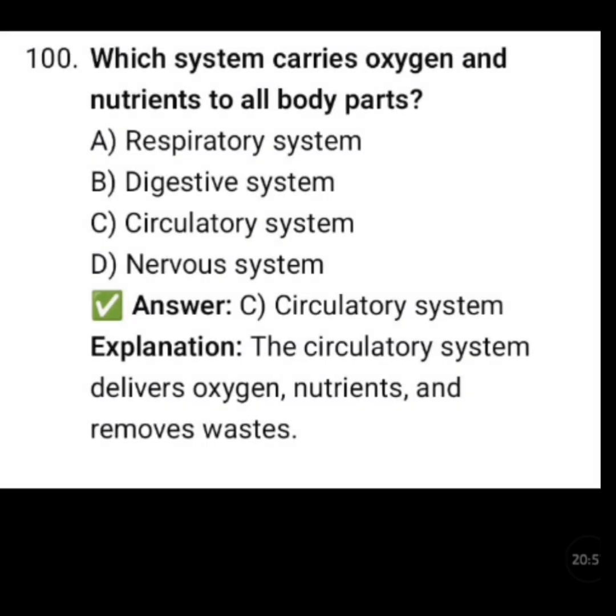Which system carries oxygen and nutrients to all body parts? Respiratory system, digestive system, circulatory system, nervous system. The correct answer is option C, circulatory system. The circulatory system delivers oxygen, nutrients, and removes waste.